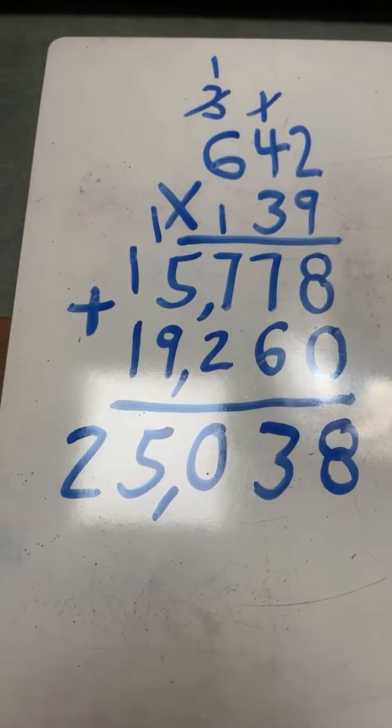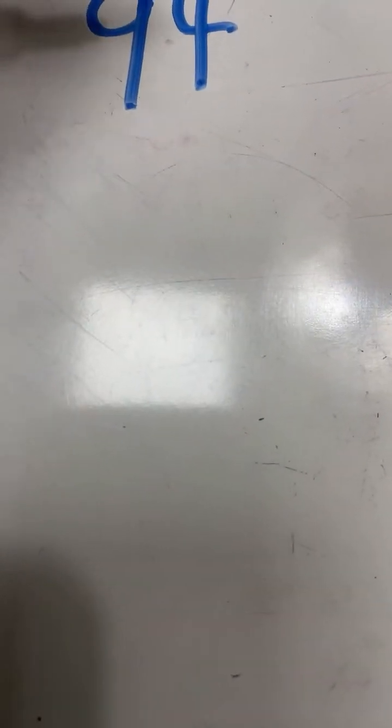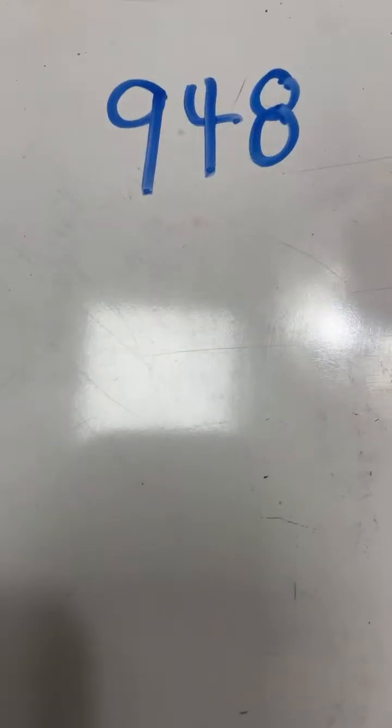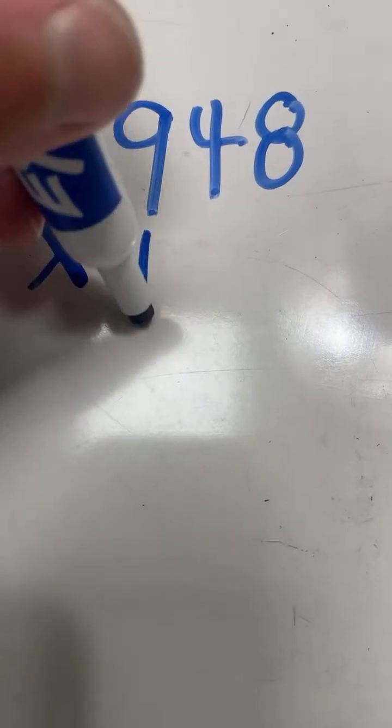All right, we are now moving on to 3-digit by 3-digit multiplication. Perfect, perfect, perfect. That's what you're learning right now. Somebody said that's what they're learning right now. All right, well, 2 example problems of what you're learning right now.